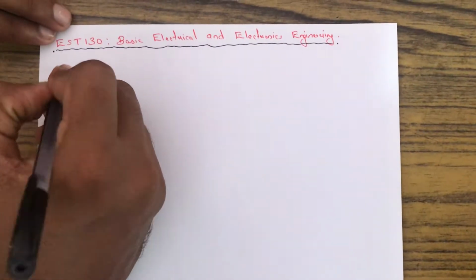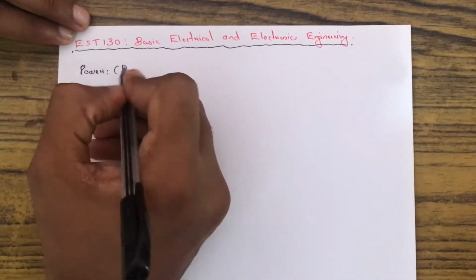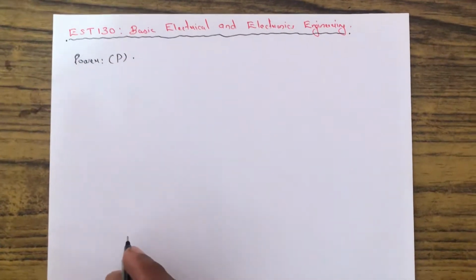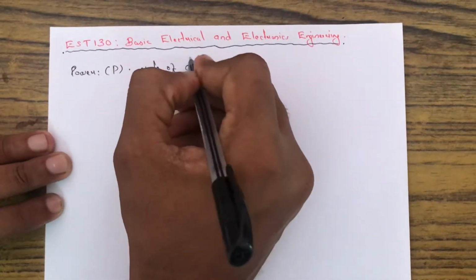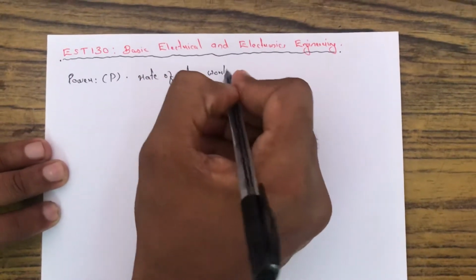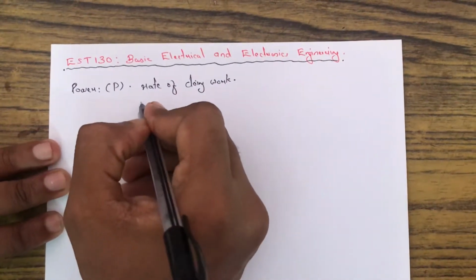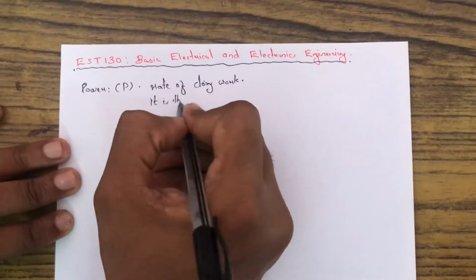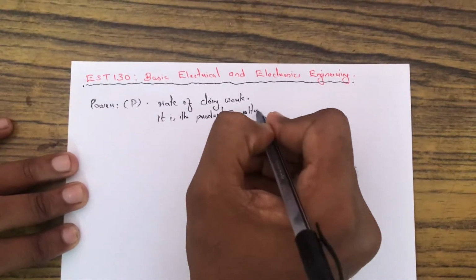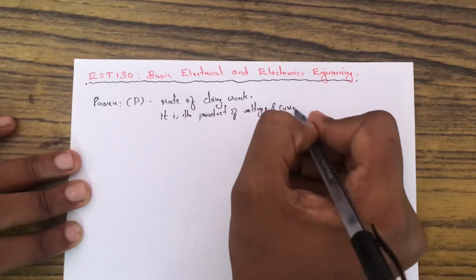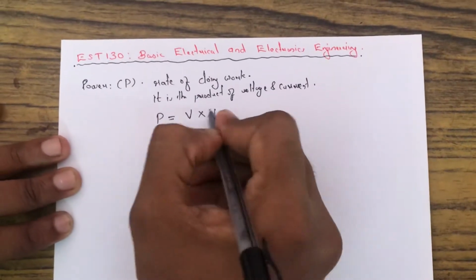So in this video, let us discuss some more basic quantities in an electrical circuit. We can start with power. It is represented by capital P. The power of a machine is the rate of doing work. It is the product of voltage and current. So we can write power is equal to voltage into current.